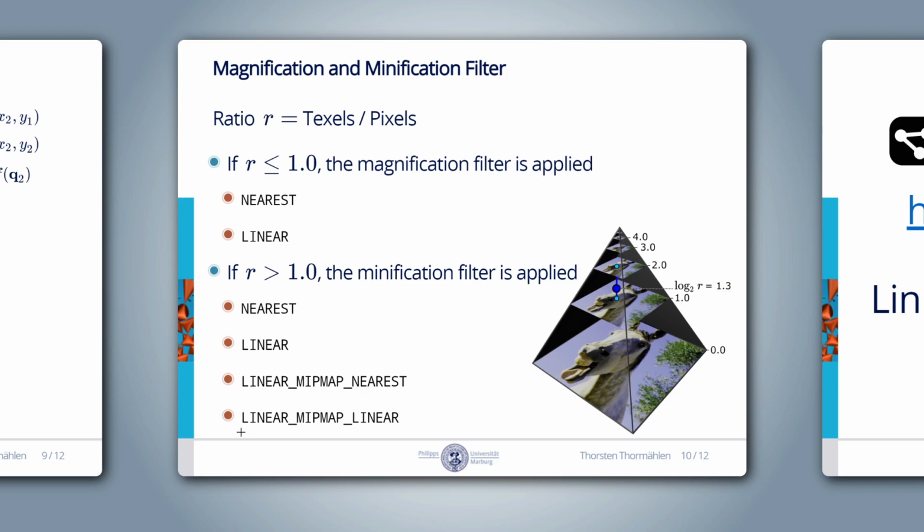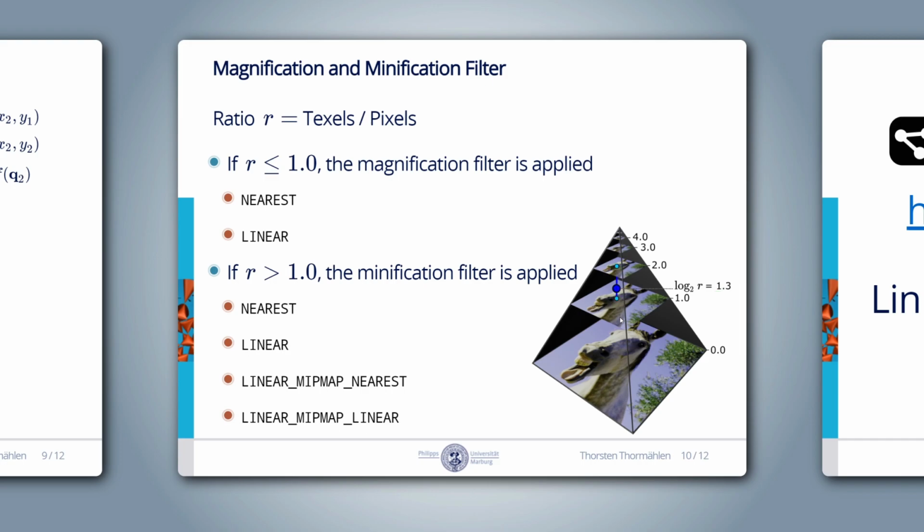Linear mipmap linear means that mipmaps are used and that the mipmap level drives another linear interpolation. For our example, where the level value is 1.3, this would mean we perform bilinear interpolation in level 1, bilinear interpolation in level 2, and then another linear interpolation dependent on the level value.